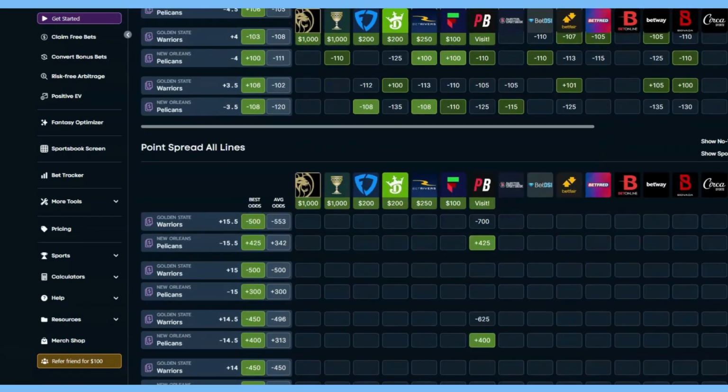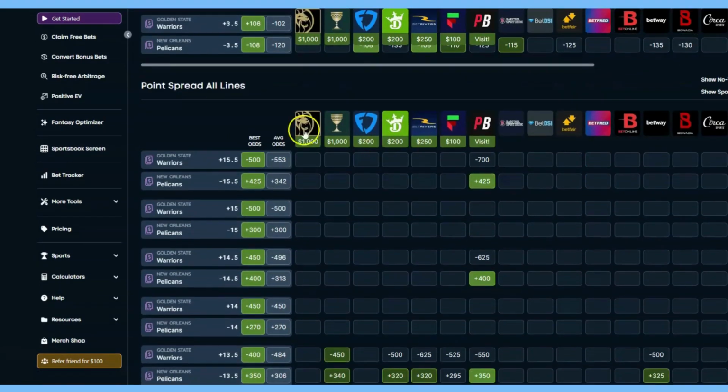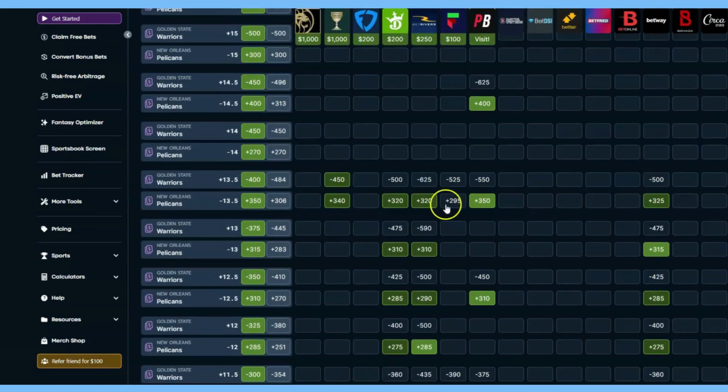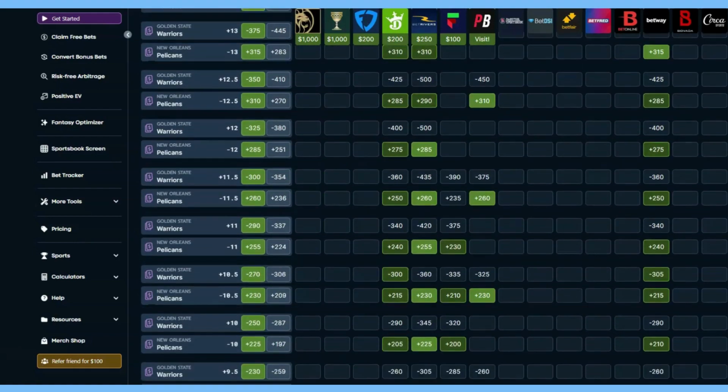Another thing you can do is scroll even further down to all the point spread lines. This is truly an options viewpoint of the pricing you could achieve. If you really thought the Pelicans were going to blow them out, you could go get plus 350 at PointsBet. That would be a very rare, kind of bizarre thing to see, but you can see how you can go up or down the scale here.